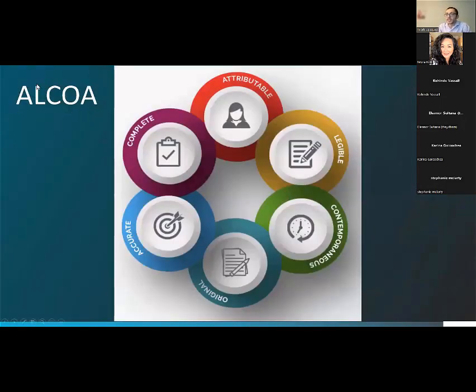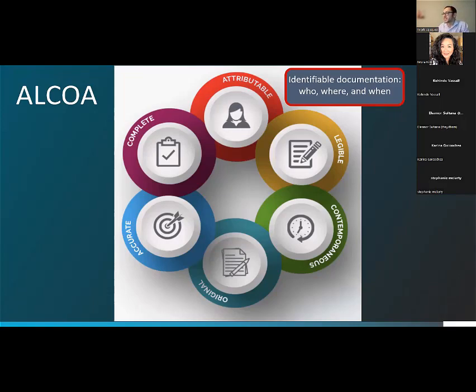So ALCOA is a long-running acronym that embodies a lot of the principles that we use in GCP. So the first one being attributable. I'm sorry, it was cut off at the top of my screen. And that means that we can identify the documentation. So who did it, where, and when was it? Is it dated? Legible. So we want to make sure we can read it.